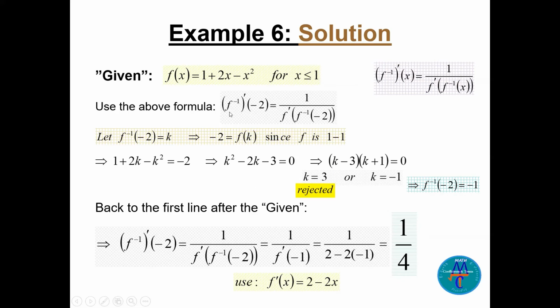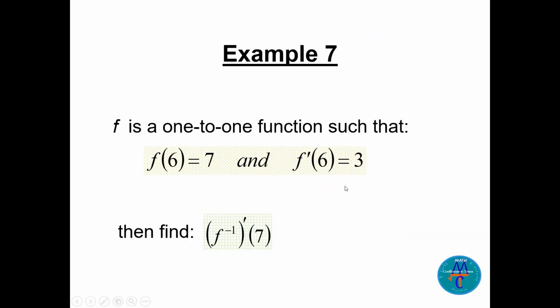So I take the function f, which is given, and find the derivative here. What is the derivative? The derivative of 1 is 0. The derivative of 2x is 2, minus 2x. So this is the derivative of the function. f prime at -1, I replace x here with -1: 2 minus 2 times -1. So the derivative of the inverse at -2 is 1 over 4.